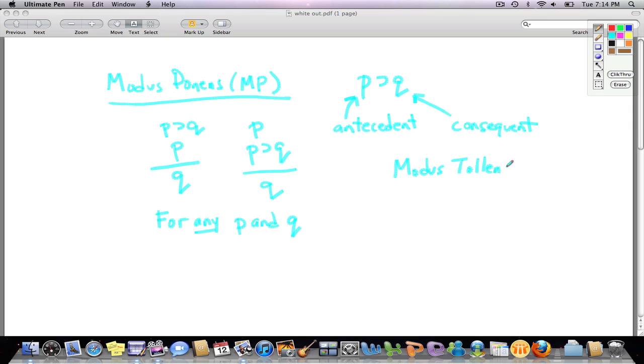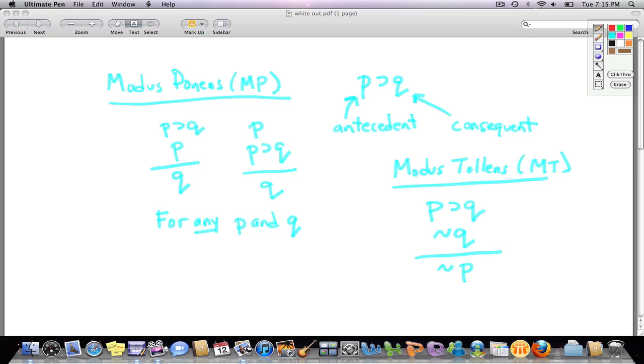But this time, abbreviated MT, this time instead of having the antecedent, we have the negation of the consequent, the part after the horseshoe, the then part. So P implies Q is one way to put it, and Q is not true. It's not the case that Q. So that means that it's not the case that P.